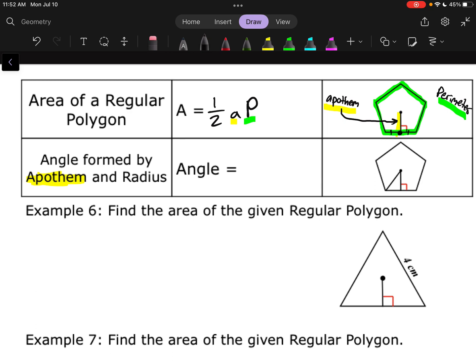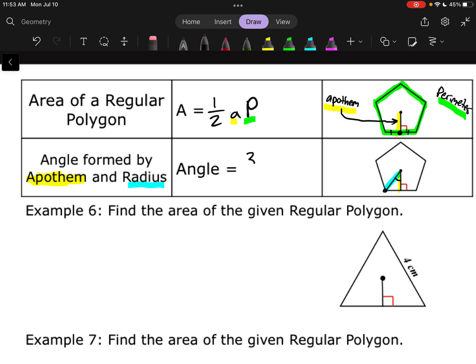Now, what's going to help us figure these out is recognizing how to find this little angle. This angle is formed by the apothem and the radius of our regular polygons. The radius is the distance from the center to one of the vertices, one of the corners of our regular polygon.